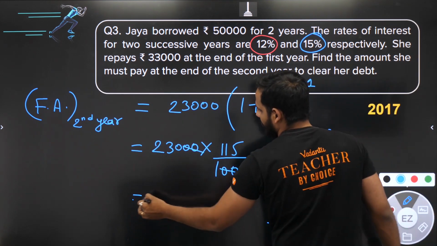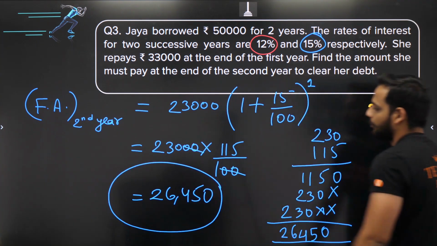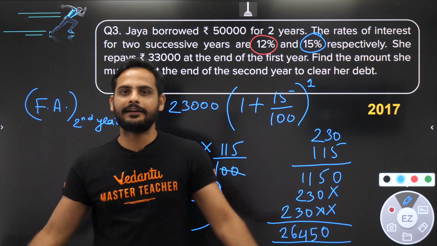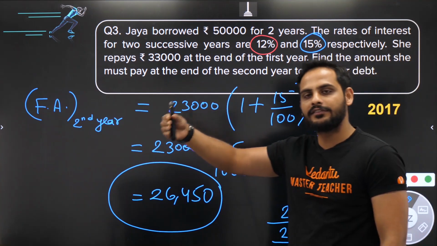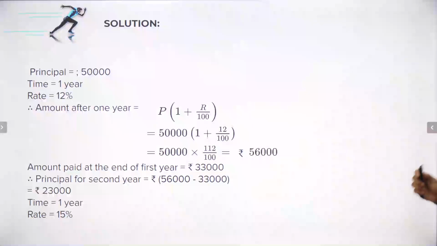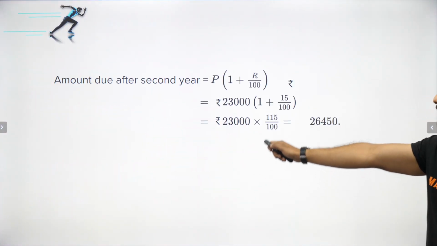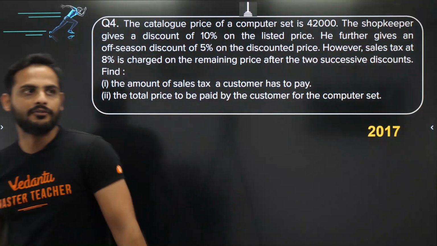So she has to pay now. At the end of the second year, she has to pay rupees 26,450 to clear her debt. Understood? So we need to break this into 2 parts. That is the most important thing. Okay, so the first year we have got the remaining amount is 23,000, and for the second year we'll be getting 26,450. Let's move to the next question.